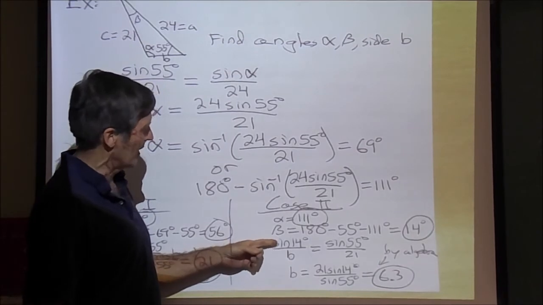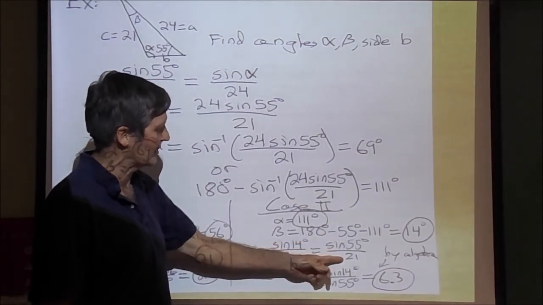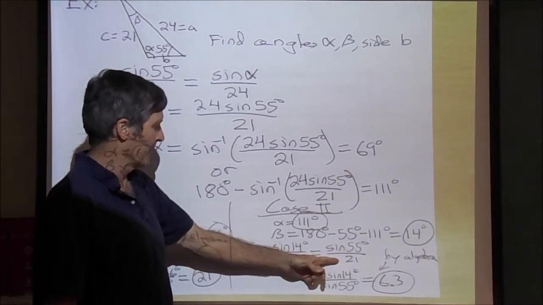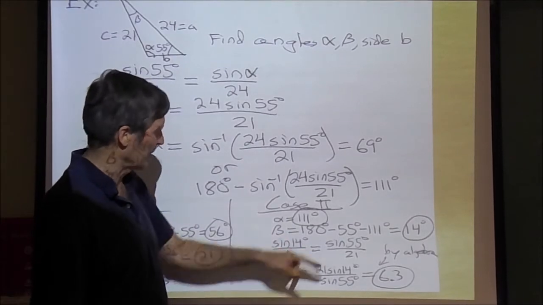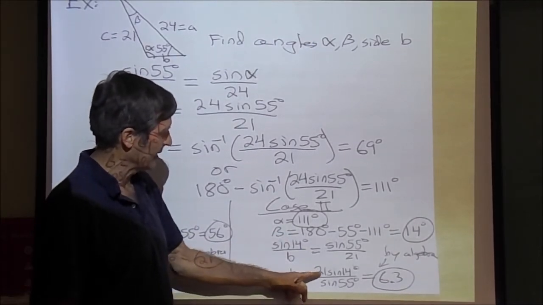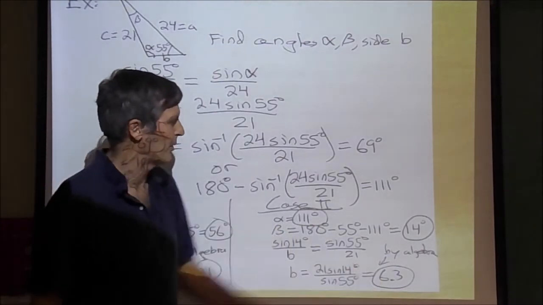So we again apply the law of sines. Sine of 14 is to b, as sine 55 degrees is to 21. And solve for b by reciprocals and multiplying by sine 14 gives that b is 21 sine 14 degrees over sine 55 degrees, comes out to be 6.3.